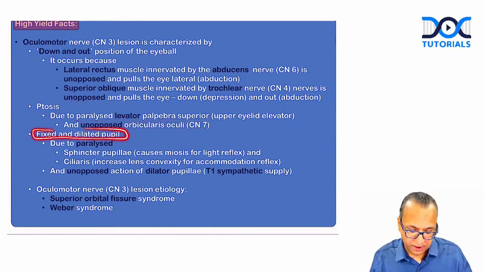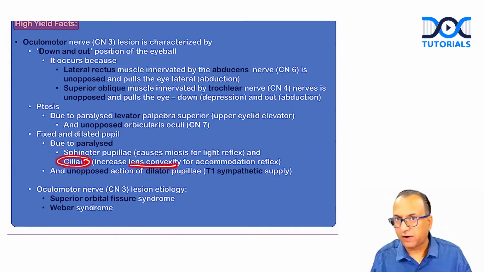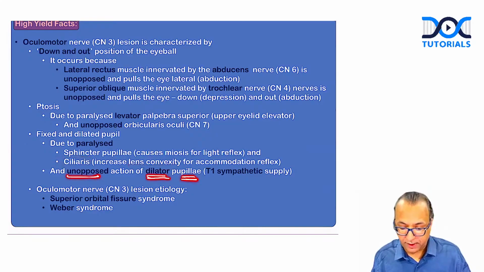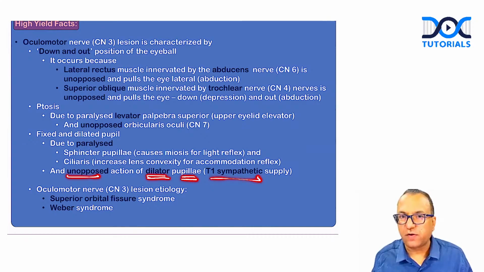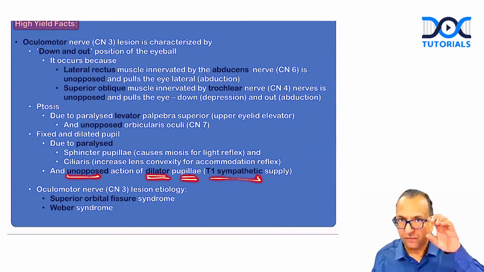Why is there a fixed and dilated pupil? I told you, the sphincter pupillae is paralyzed, so meiosis is not happening. And the ciliaris is not working, which normally increases lens convexity for accommodation reflex, and that is not happening because of the third nerve lesion. So there is unopposed action of the dilator pupillae. Dilator pupillae is supplied by T1 sympathetic fibers. It is still working. If the sphincter is not working, the dilator will become more powerful, giving a fixed and dilated pupil.